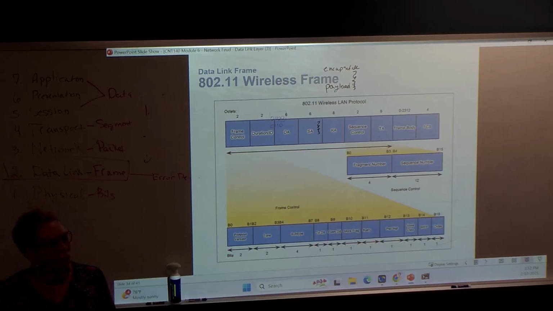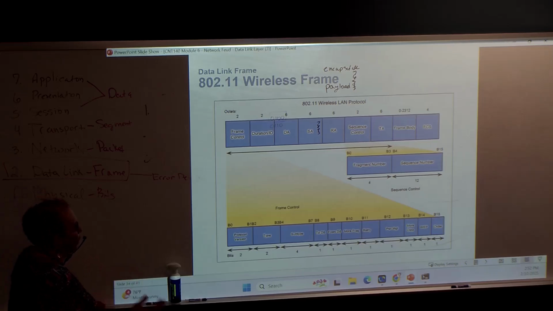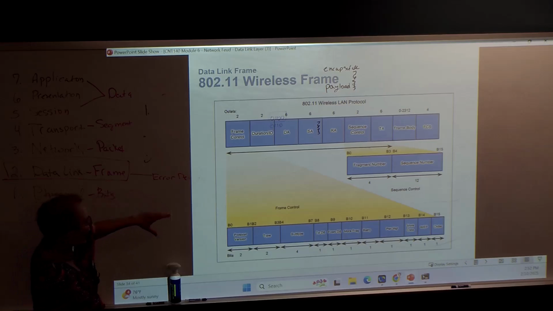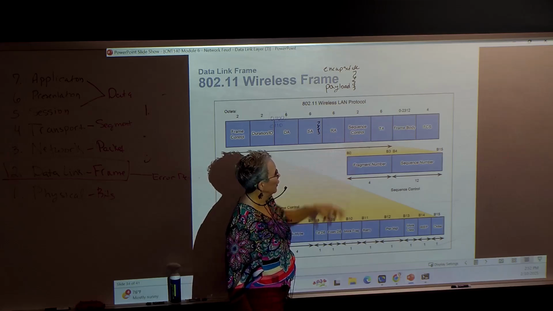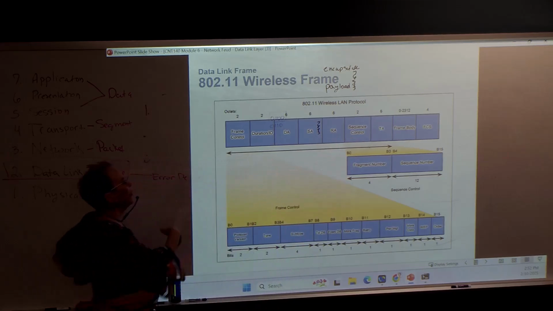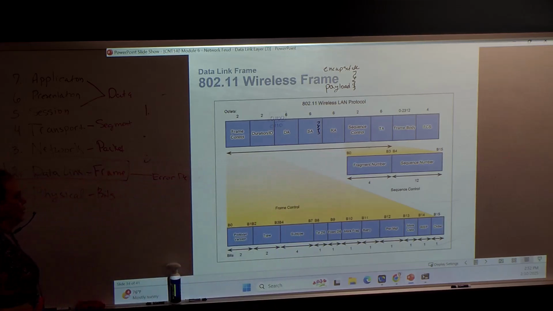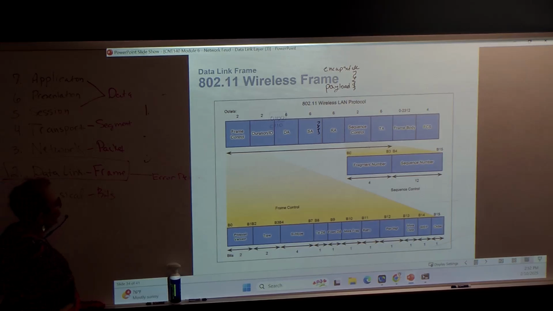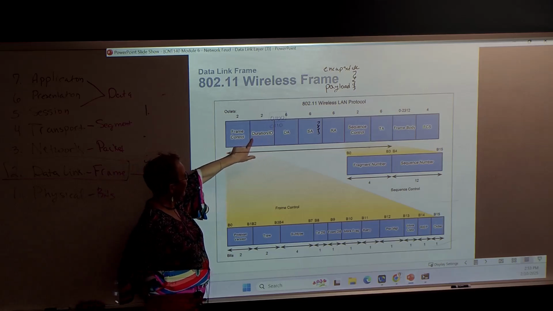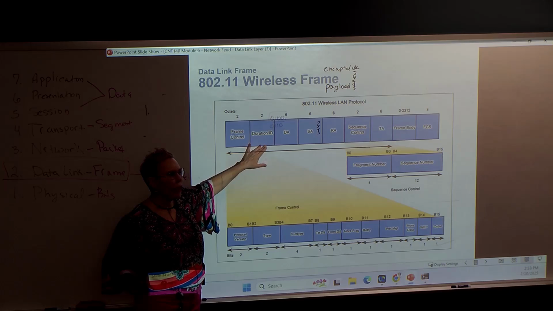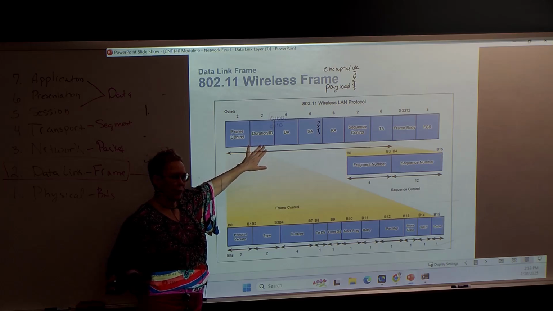And this is important because you'll see this a lot of times on exams, like a CCNA exam. It will show you a frame. It won't tell you that it's a wireless frame. It'll just show you this picture and say, what kind of frame is this? And you're like, man, I don't know what kind of frame that is. But you can tell if you see a duration ID, that is associated with a wireless frame.